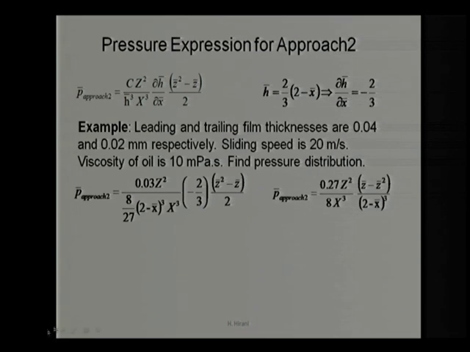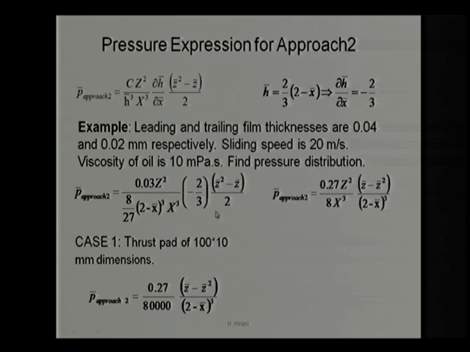After simplification of this equation, what we get is something like 0.27 divided by 8 in terms of z bar, sorry, in terms of z and x. Of course, z bar and x bar are also there, but we know very well these will be varying to find the pressure distribution, while this will remain constant. We cannot vary this for the pressure distribution.